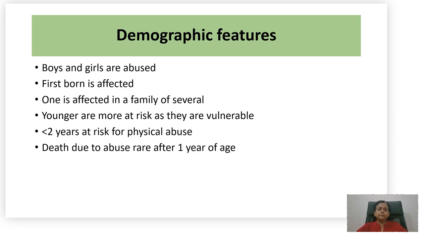If you look at the demographic features, boys and girls are abused equally. The firstborn is affected more in a family of several children, and younger children are more vulnerable. The younger they are, the more physical abuse they encounter rather than sexual abuse. Sexual abuse is more prevalent in girl children and in the adolescent group. Death due to abuse is rare after 1 year. Those are the demographic features.